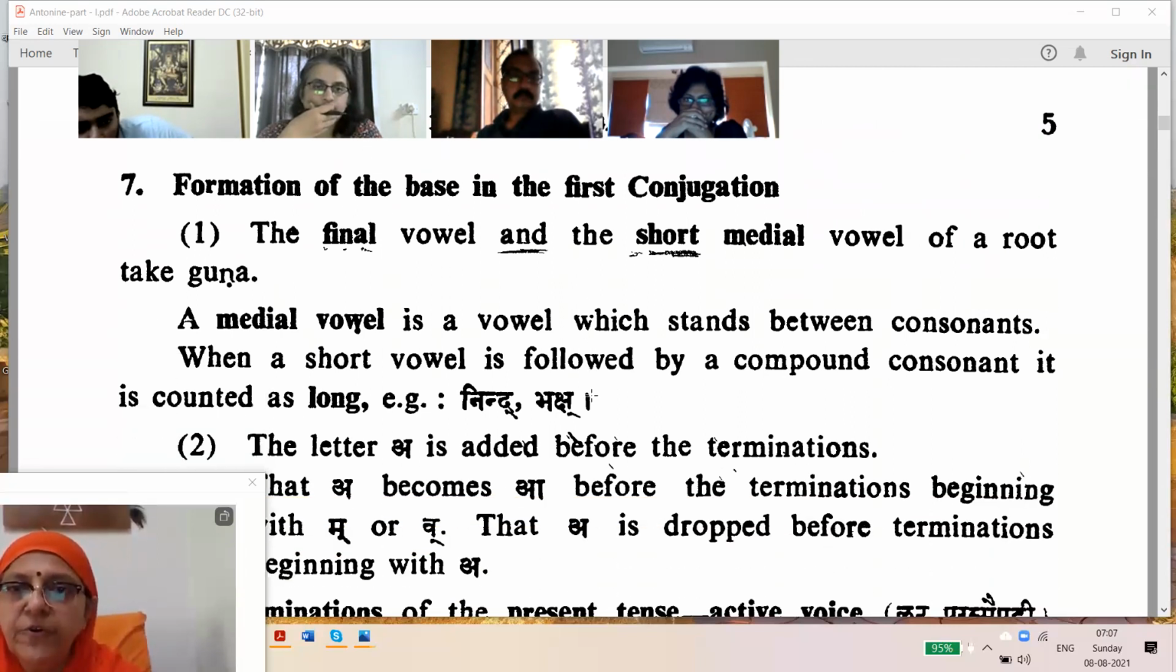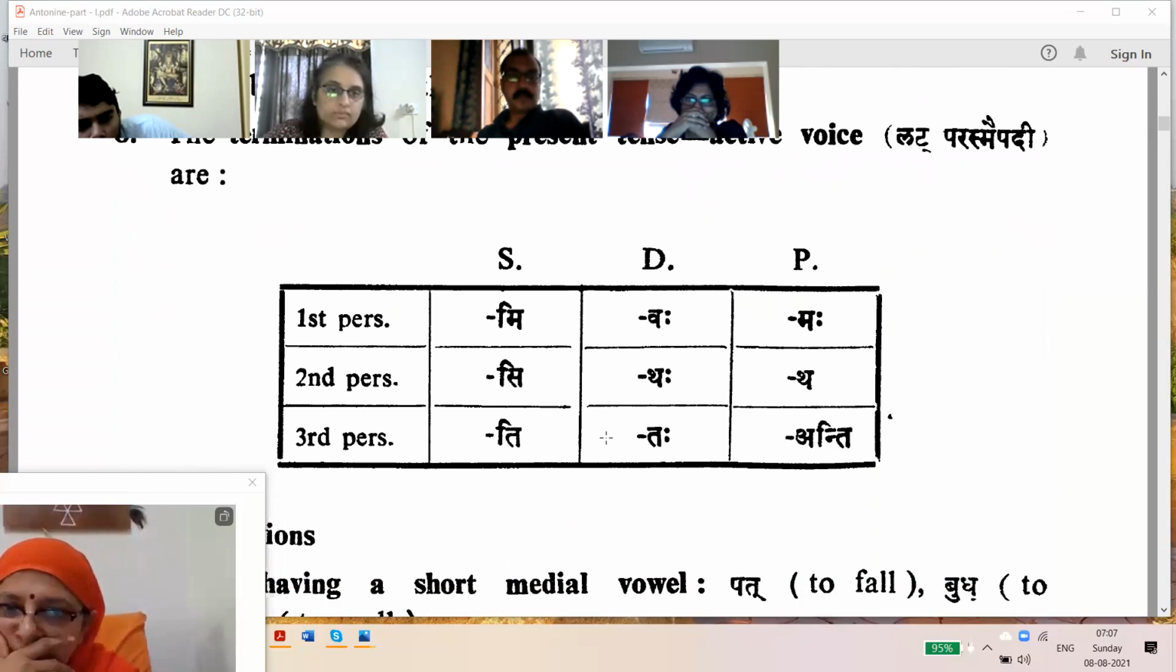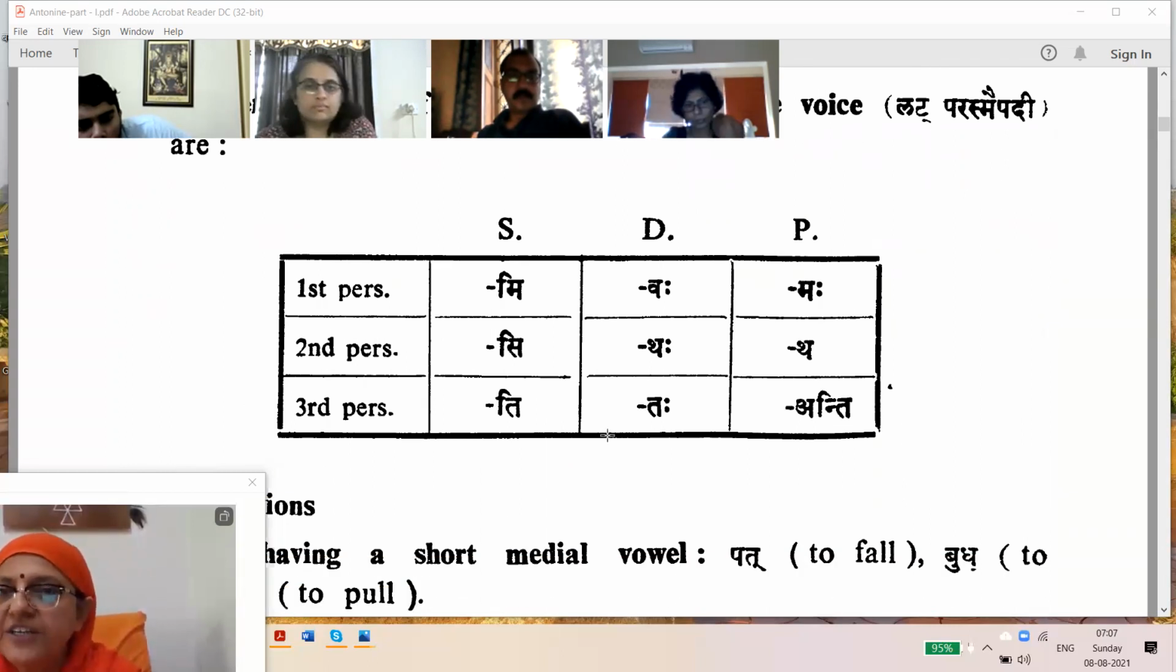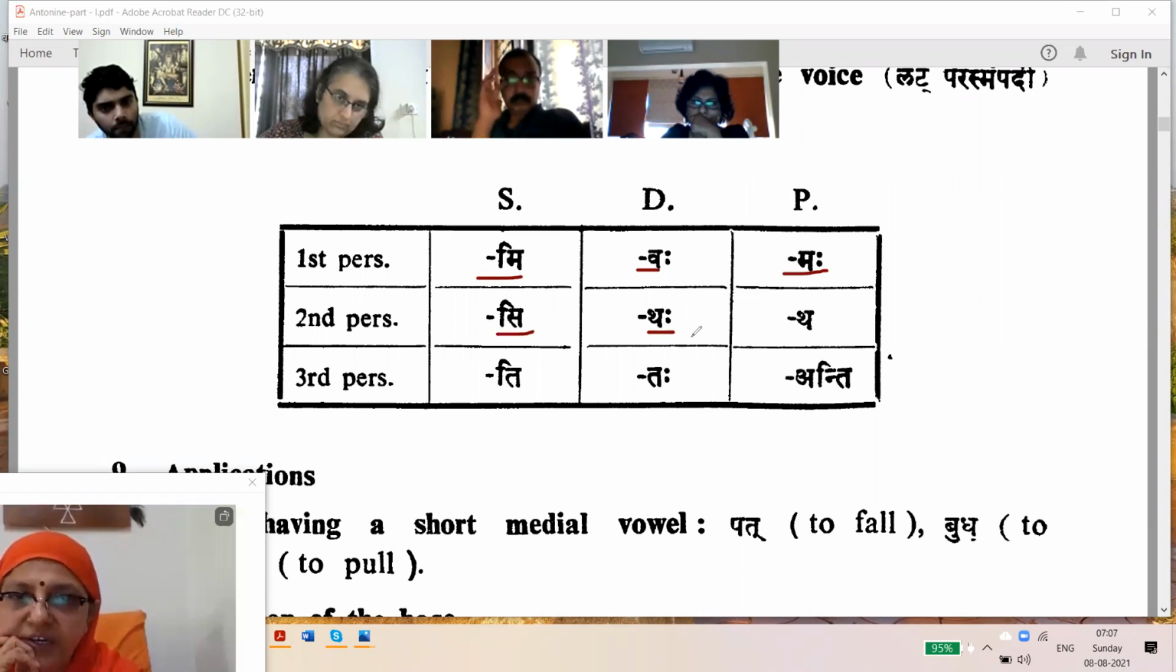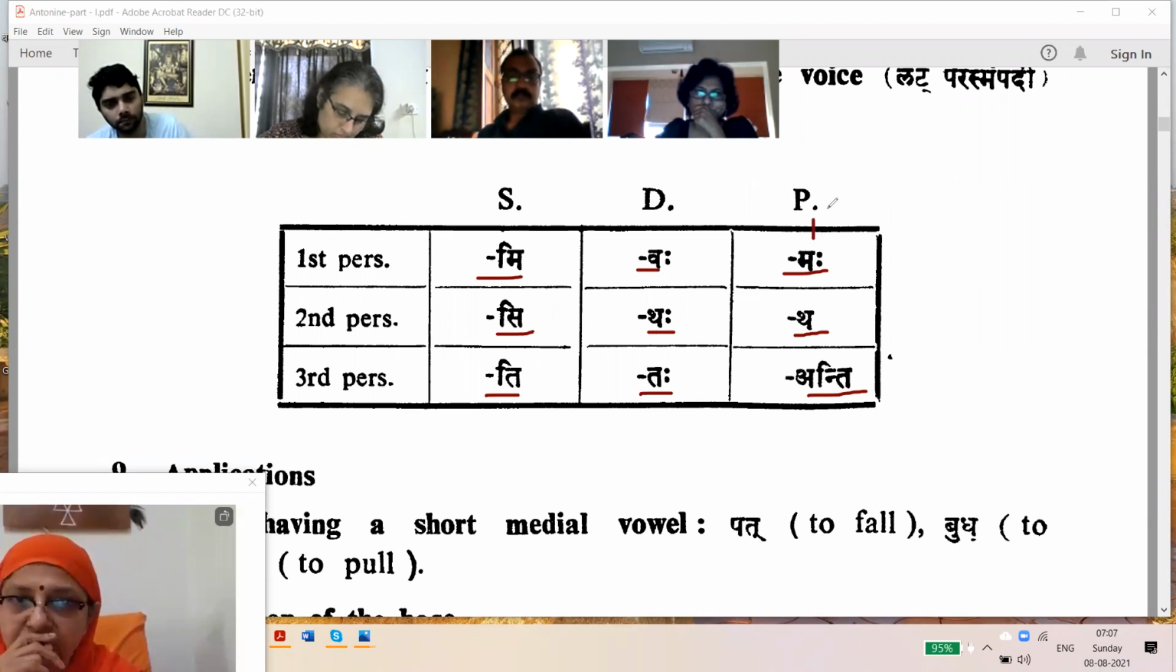Now, the formation of the base in the first conjugation. Before that, these are called terminations of all conjugations. This is common for everyone. Mi, vaha, maha, si, thaha, tha, ti, taha, anti. Mi means I. Vaha means we two. And maha, we all.